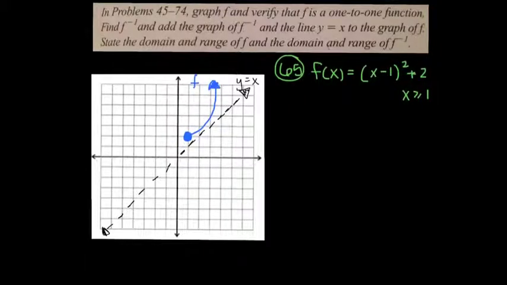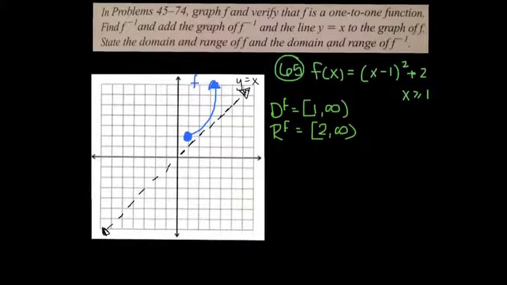Looking at the domain and range, the domain, again, we're already given, is everything greater than or equal to 1. So the domain of f is everything from 1 to infinity. The range of f, if I were to come up, this is the first point that I hit. The range value is 2. So the range value is everything from 2 to infinity.